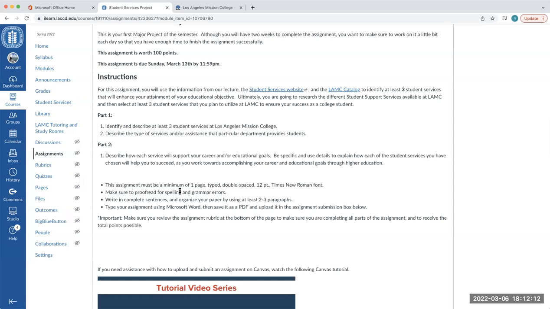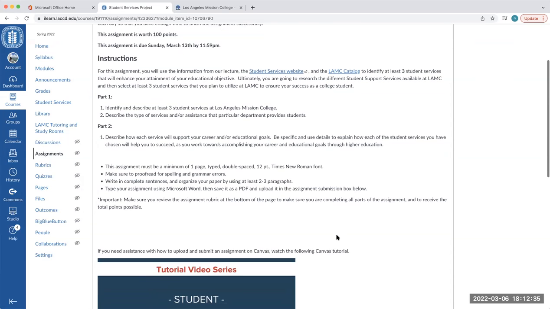So this assignment must be a minimum of 1 page, typed, double-spaced, 12-point Times New Roman font. Make sure to proofread for spelling and grammar errors. Write in complete sentences and organize your paper by using at least 2 to 3 paragraphs. Type your assignment using Microsoft Word or Google Docs, and then save it as a PDF and upload it in the assignment submission box below.